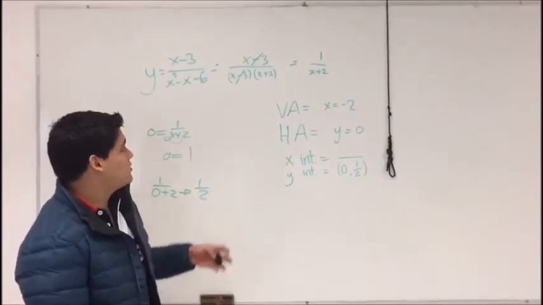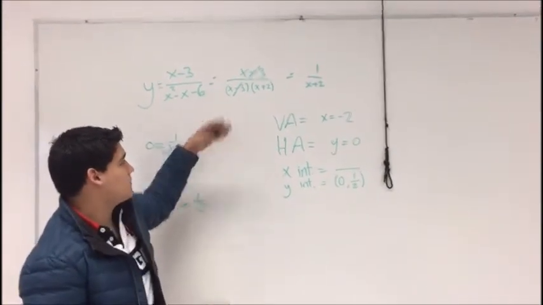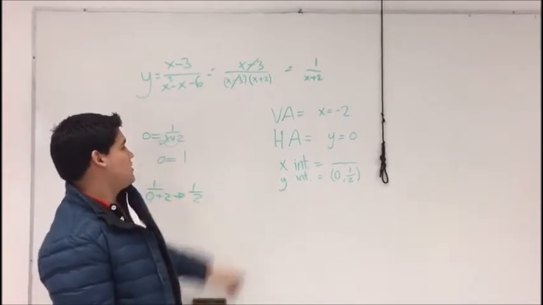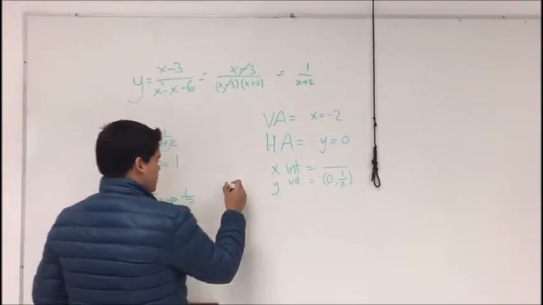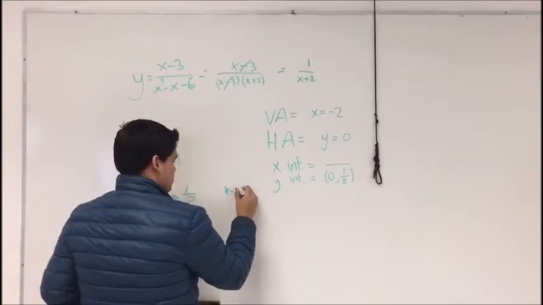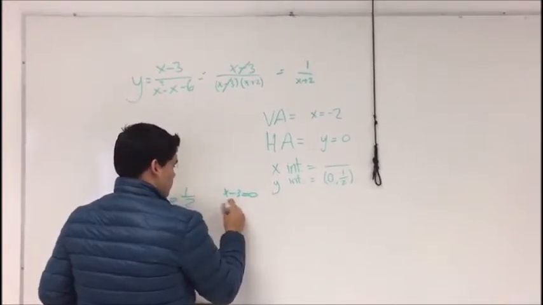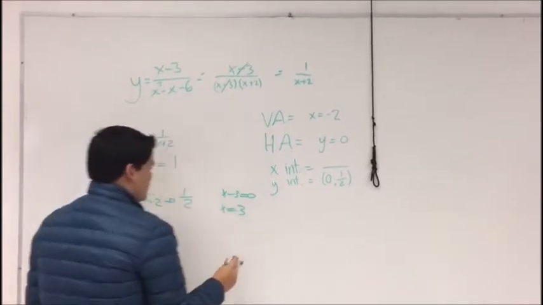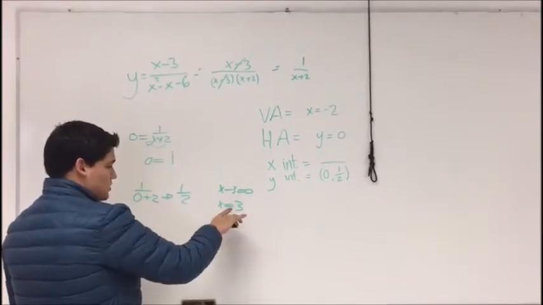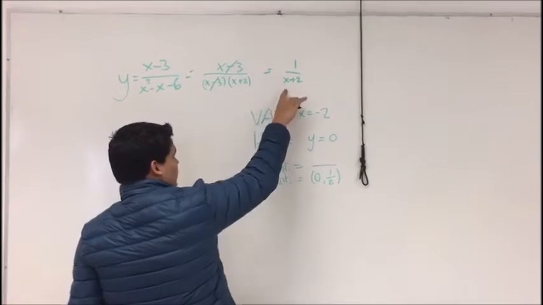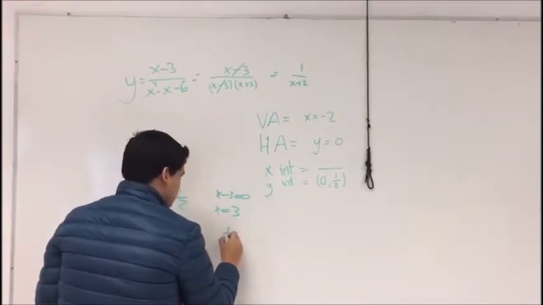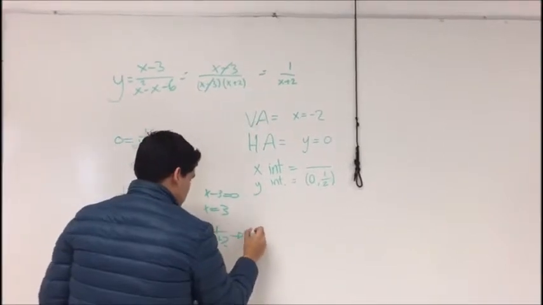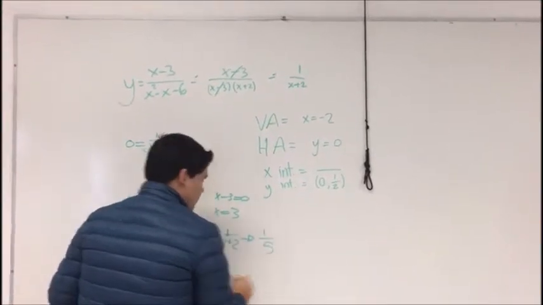Okay, now we need to find the hole. So to find the hole, we need to look at what we eliminated. So in this case, it's x minus 3. So to find the hole, it's x minus 3 equals 0. We move the 3 to the other side. So x equals 3, positive. And then we need to substitute this 3 into the simplified form. So 1 over 3 plus 2 equals 1 over 5.